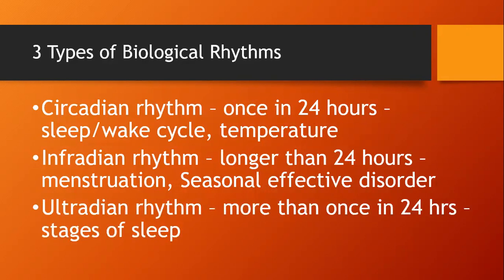And our third classification, ultradian rhythms, more than once in 24 hours. That means the cycle happens more than once in 24 hours. For example, the stages of sleep. We have 5 stages of sleep, and we usually go through them about 3 to 4 times a night.